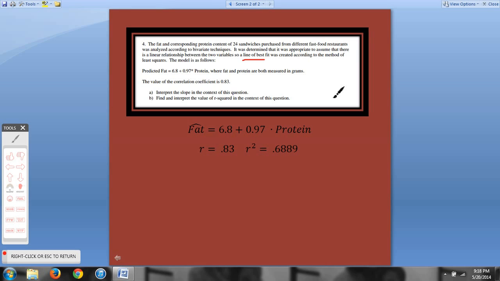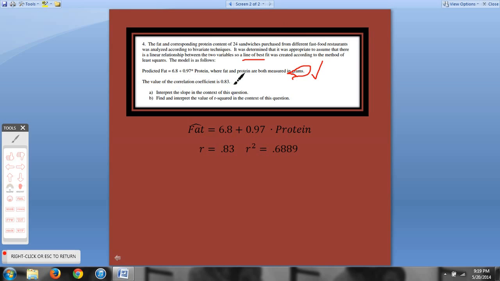So the equation is your predicted fat equal to 6.8 plus 0.97 times your protein, where your fat and your protein are both measured in grams. Yay, you have your variables. Your explanatory and response variables are both measured in grams. Again, it is important to note the units of each variable because you will need those in your interpretations. So make sure you have that.